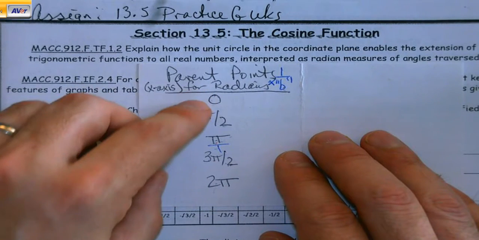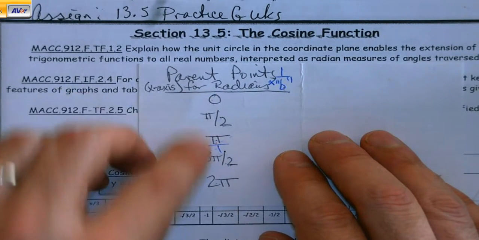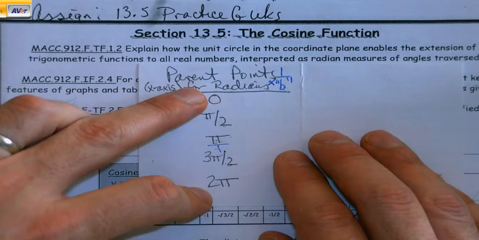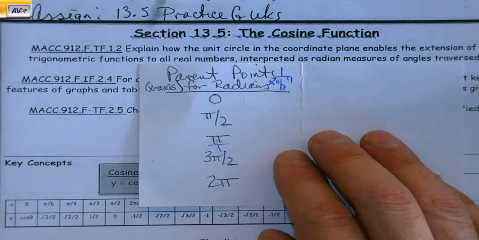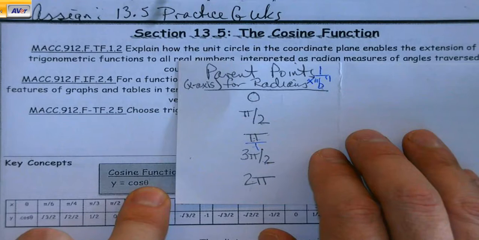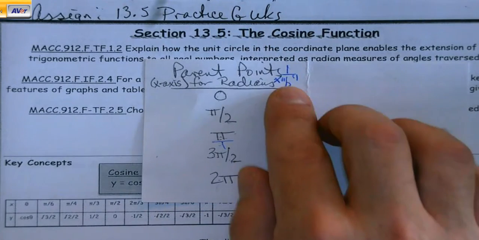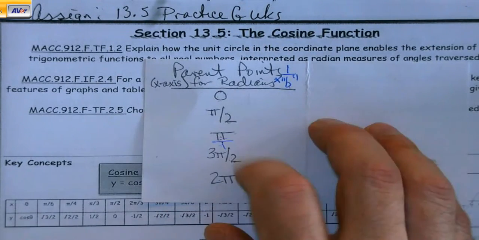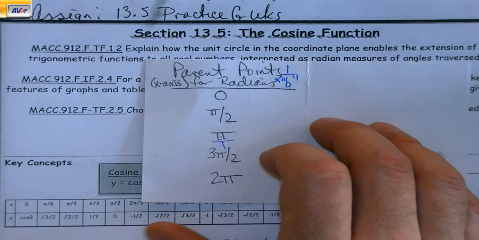These are my typical sine parent points, my period being 2 pi, and that never does change. But if I do get a B value, a value in front of my theta, in front of my angle measure, we multiply by 1 over that value to change these. And we've talked about that a bit.